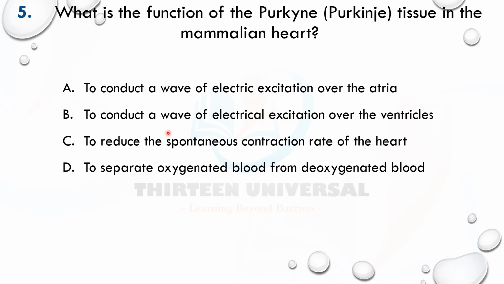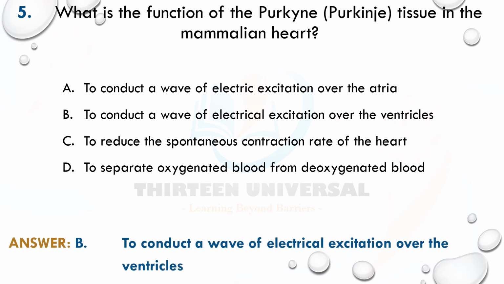It's a conducting fiber. Okay, C says to reduce the spontaneous contraction rate of the heart. Nope. D says to separate oxygenated blood from deoxygenated blood. This is done by the septum. So now anytime you see Purkyne tissue, know that it conducts a wave of electrical excitation over the ventricles. That is the job of it.